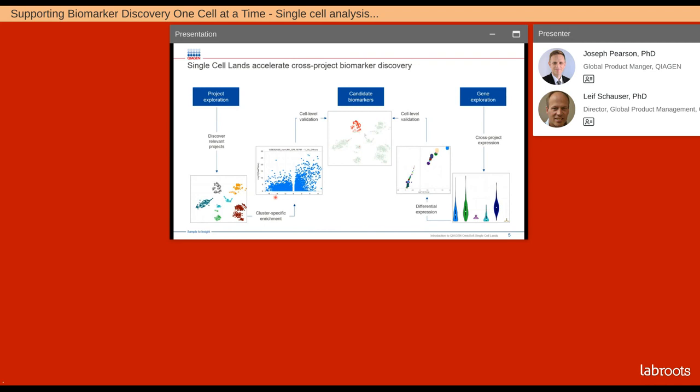Then explore the pre-computed comparisons to quickly find differentially expressed genes for a curated cell type, and then validate these genes directly at the cell level, overlaying expression on the pre-computed dimension reduction plots.